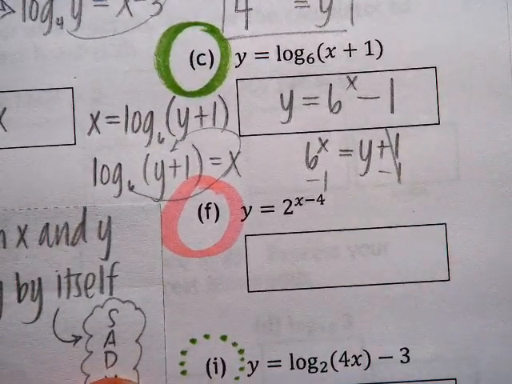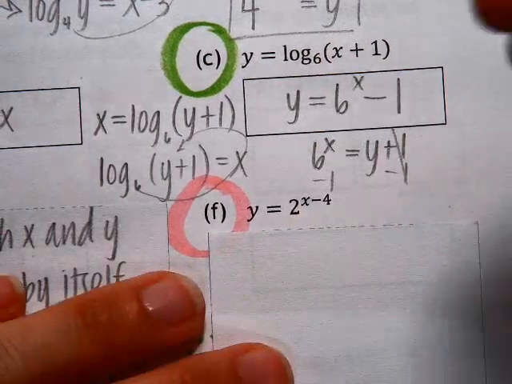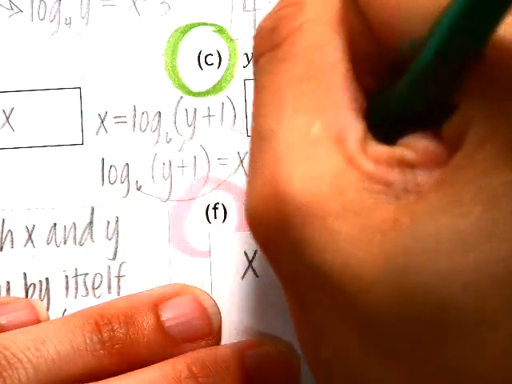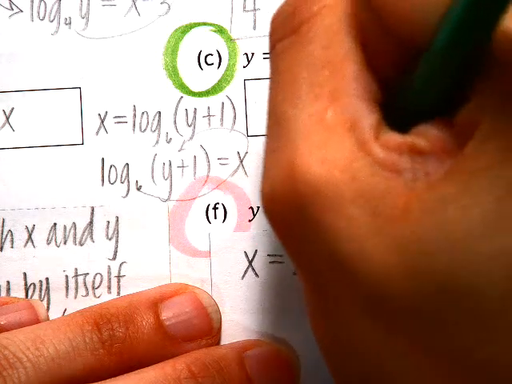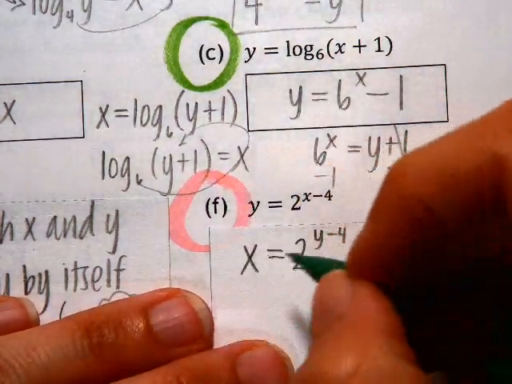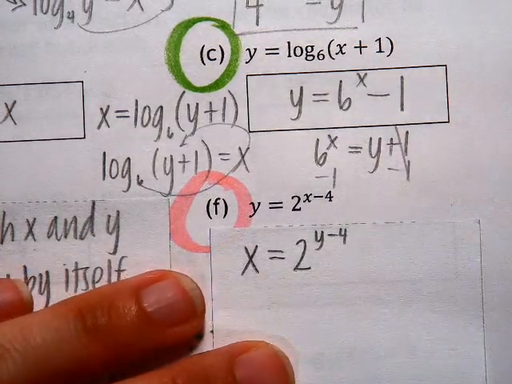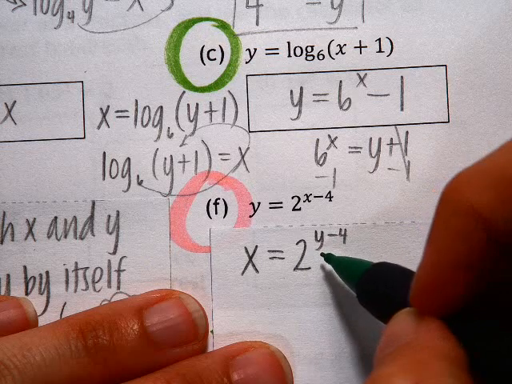Okay, so first step, we switch x and y. I'll do this on scratch paper so we can see it. X equals 2 to the power of y minus 4. I'm going to try to go a little bit faster now so that we can start to see that these problems don't need to take a million years each time once you know what you're doing. Let's get y by itself.